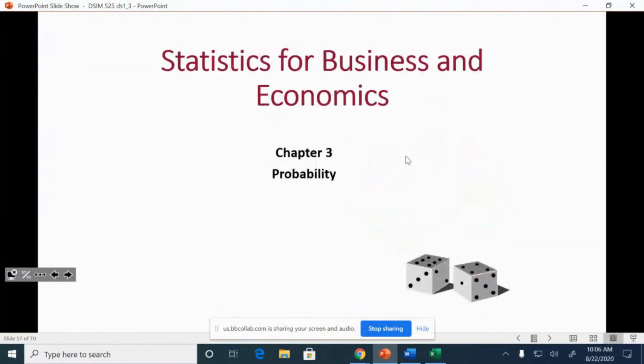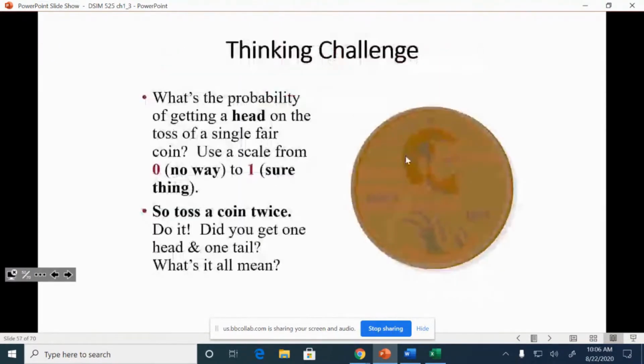Probability. Everybody knows what probability is, right? The probability of getting a head on the toss of a single fair coin. We use a scale from 0, which means no, to 1, which is a sure thing. We can toss a coin twice. I don't have coins because we're not allowed to touch stuff, but what is the probability that you're going to get a head? 50%, right? 0.5. That's all the same for getting a tail, if it's a fair coin.